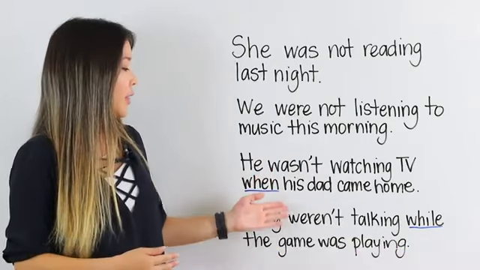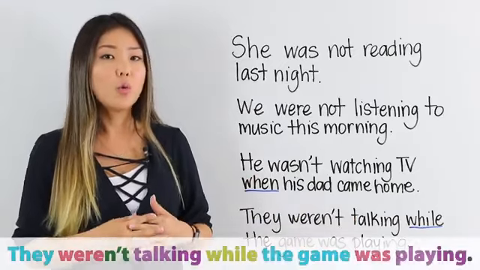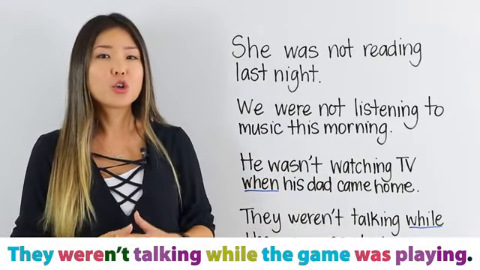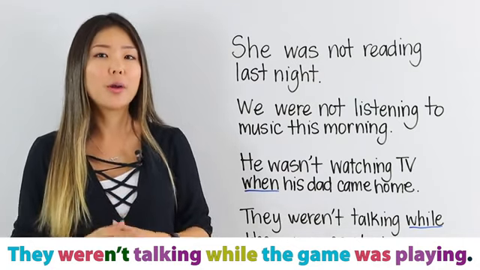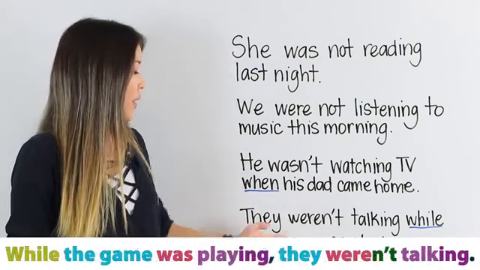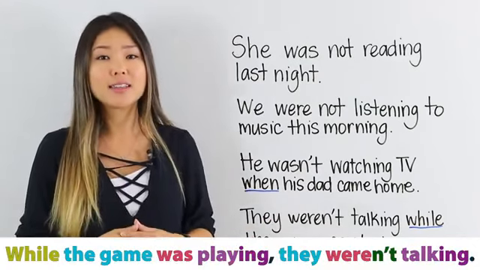And finally, they weren't talking while the game was playing. The word while is in this sentence. Remember, that shows two past ongoing actions happening at the same time. So, while the game was playing, they weren't talking. They were doing something else.